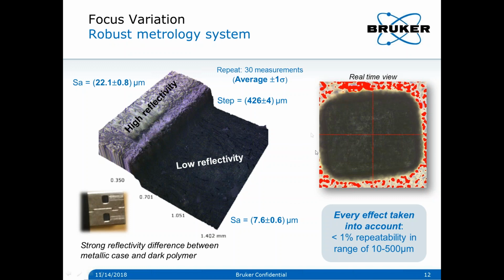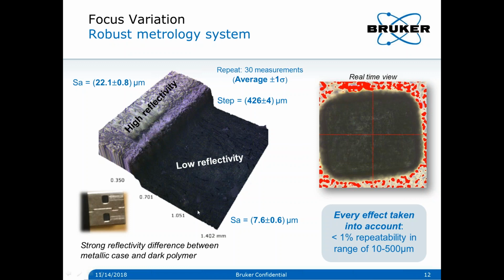So when the system is on real-time measurements, you see that to get enough light and see details on this black case, the whole metallic frame is almost saturated in red. So the question is, is the system able to measure, and what kind of metrology and repeatability can we expect? And here you see the results.